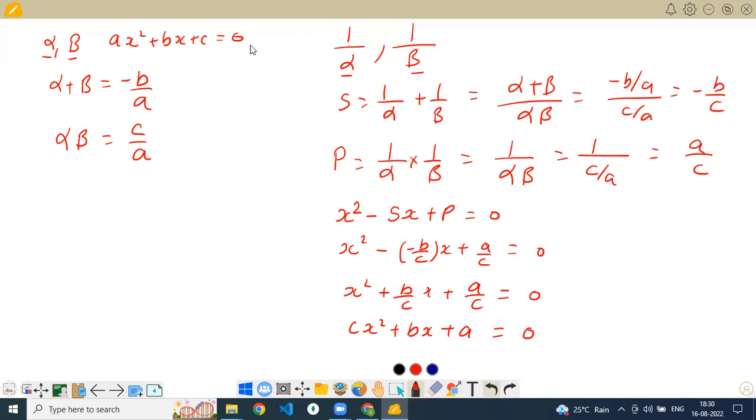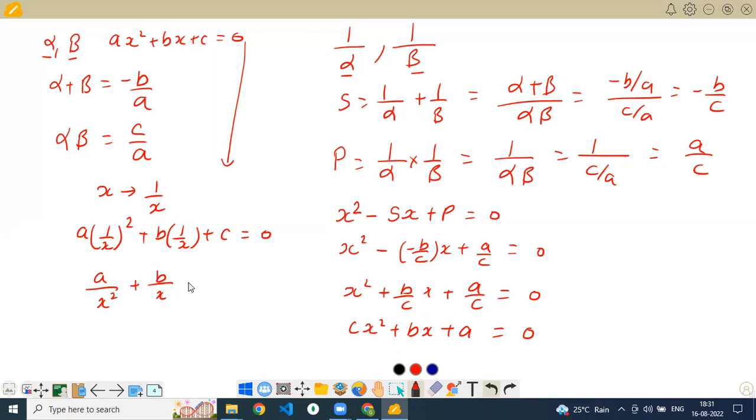So in this equation, you simply replace x with 1 by x. What will happen? a into (1 by x) square plus b into 1 by x plus c is equal to 0. So this will be a by x square plus b by x plus c is equal to 0, which gives us a plus bx plus cx square is equal to 0. The same result which we got here.